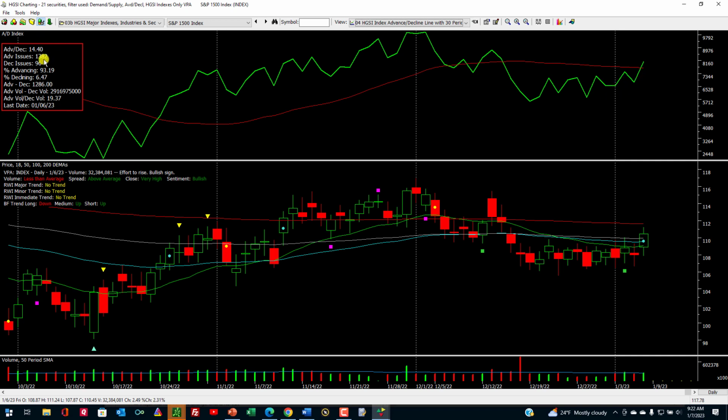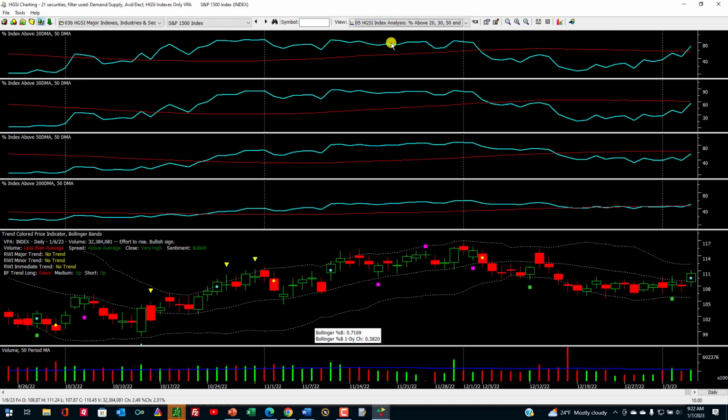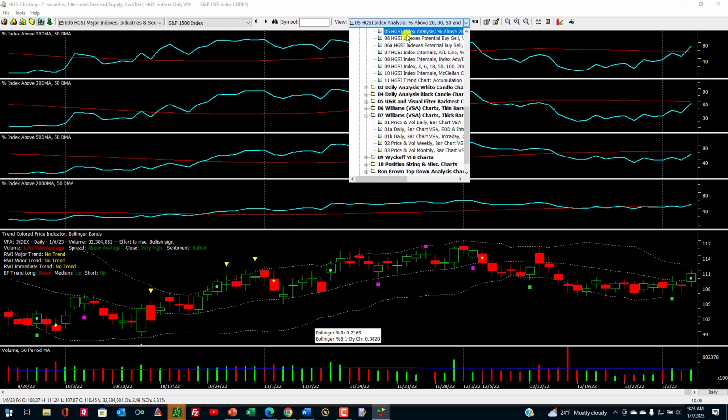Going down to the next one, you can see the advance decline line. If you look over here, you can see advancing issues versus declining issues. Remember, I only do stocks $5 and above, and there's several stocks that are under $5, so that's why these numbers don't quite add up. And also, I don't have the unchanged in here, but you can see that there is some accumulation on the AD line. Dropping down to the next one, the percent of the stocks above the 20-day, 30-day, 50-day, and 200-day moving averages. These all moved up, so we're seeing accumulation there.